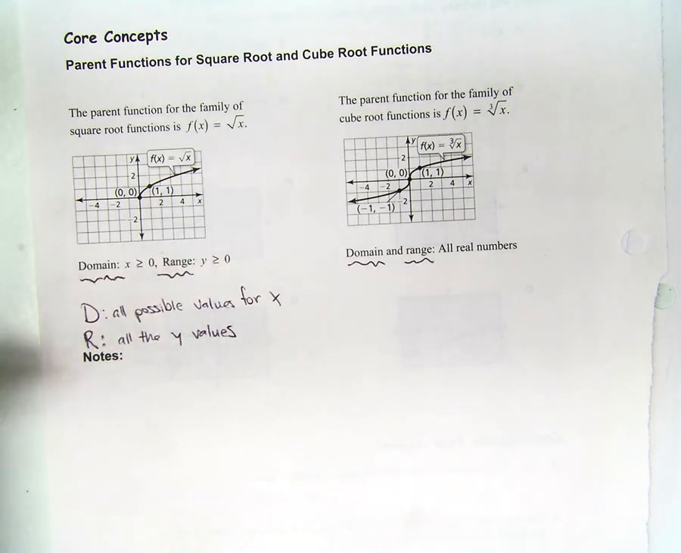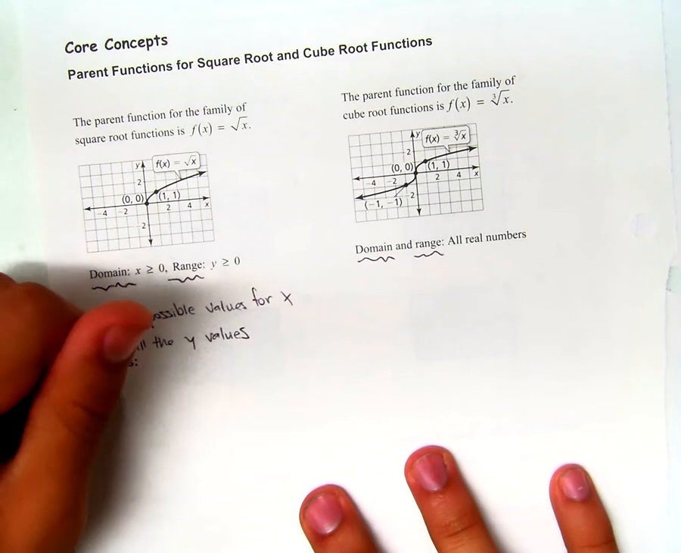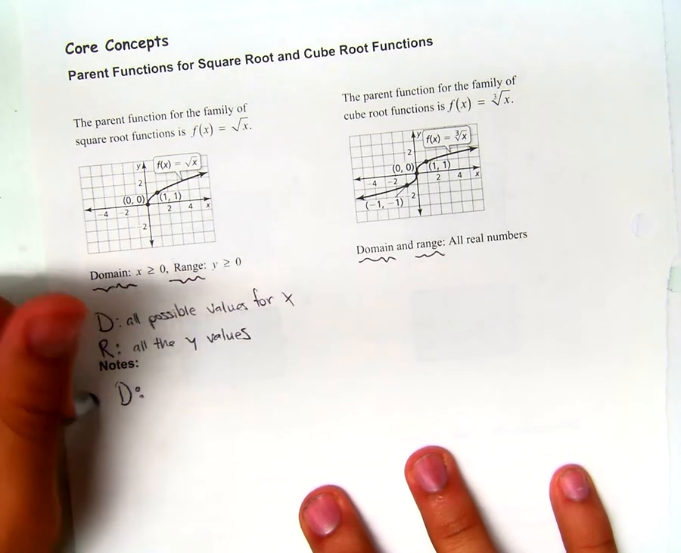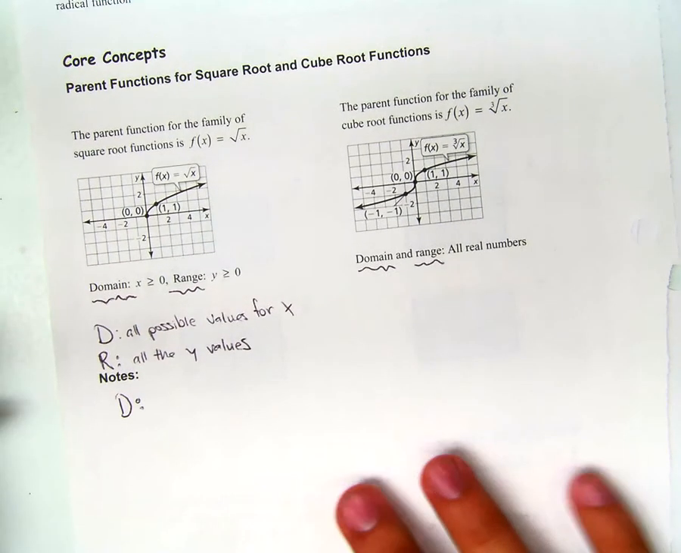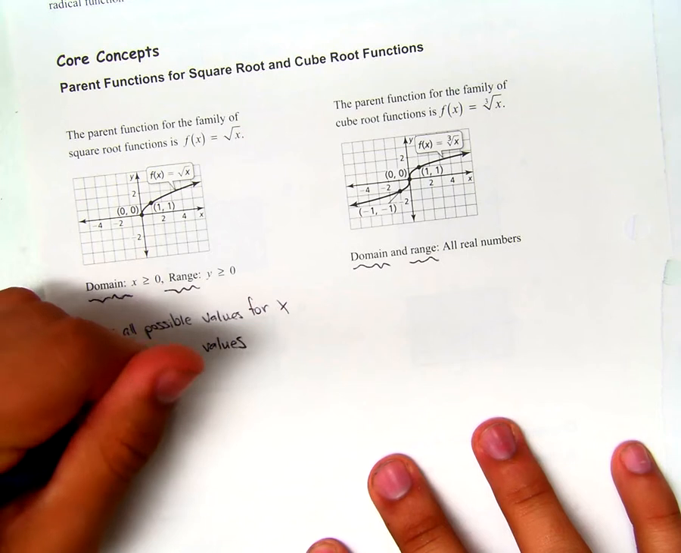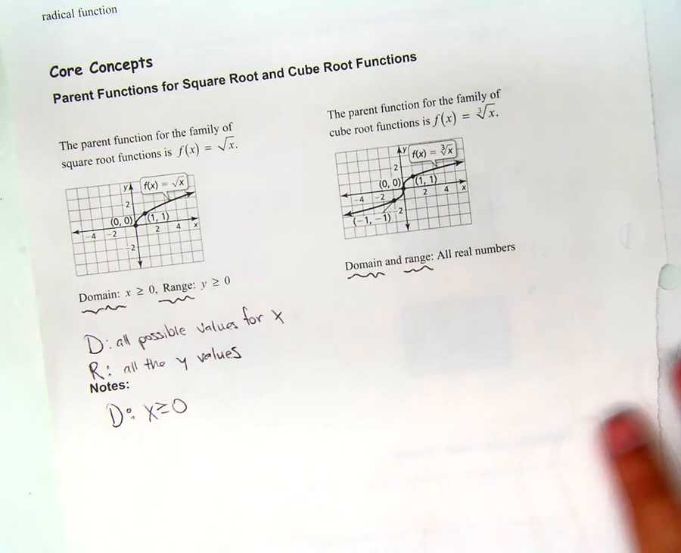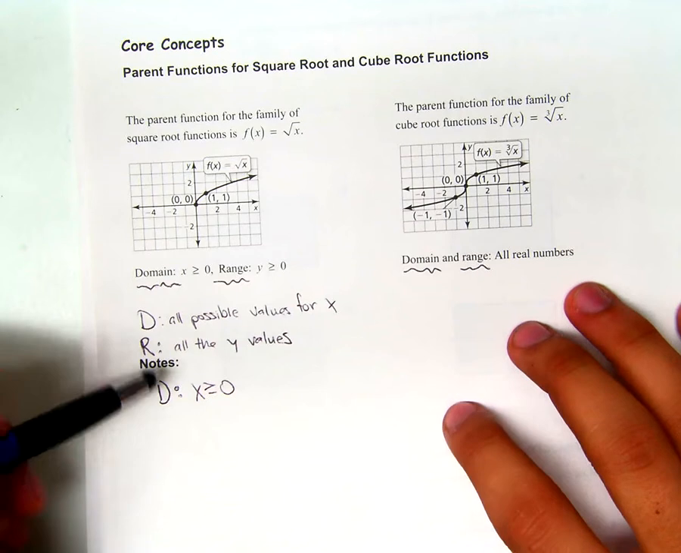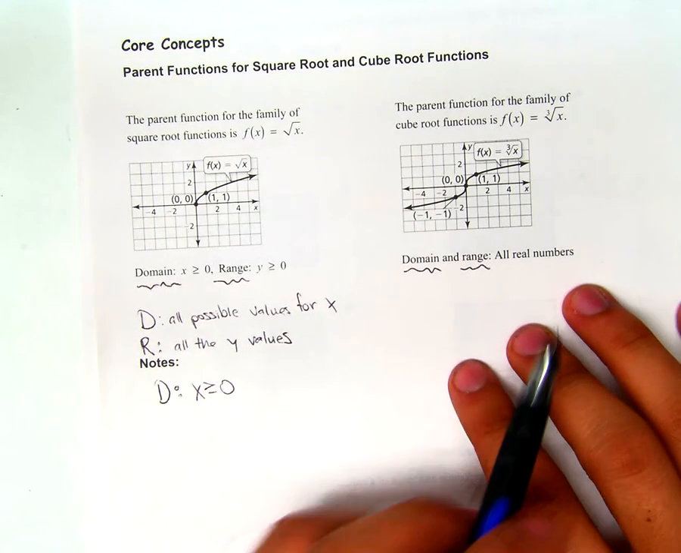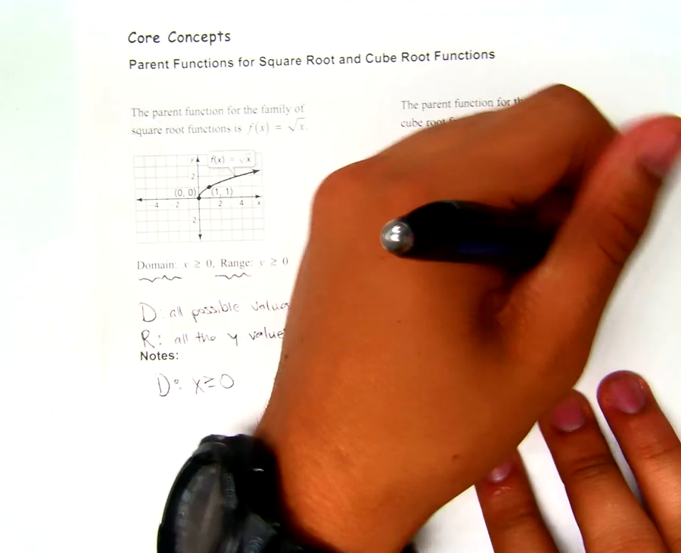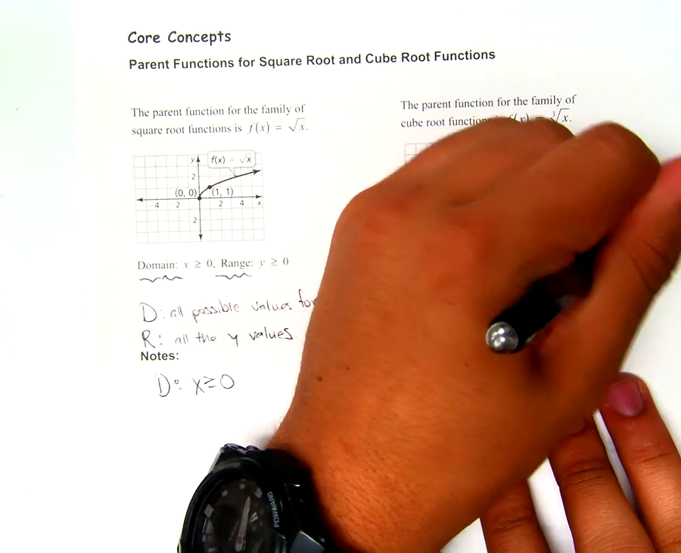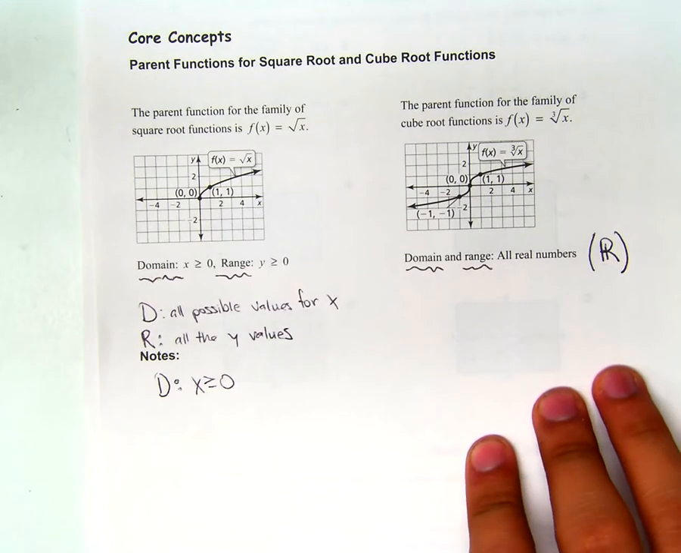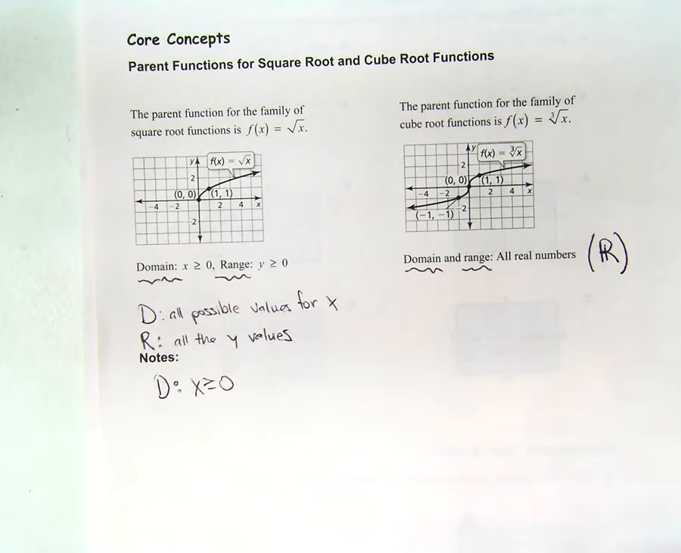Now for the domain, I'm just going to use the letter D to represent domain. x is greater than or equal to 0. This is inequality notation, and this is correct. When asked for the domain, you can simply put this, or you can put all real numbers, or we also learned that symbol. You can put either one of these.